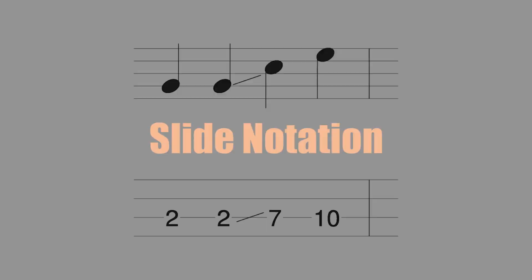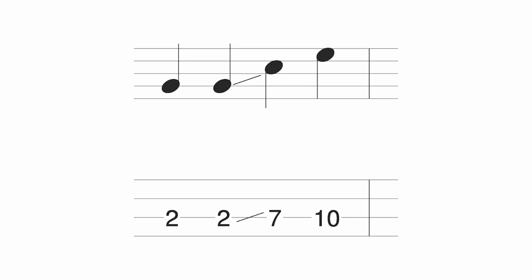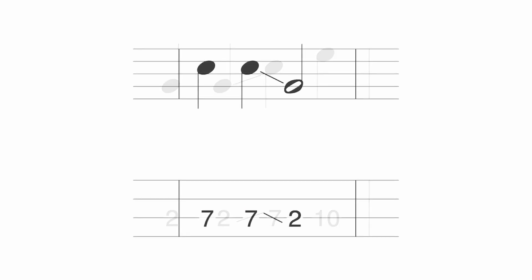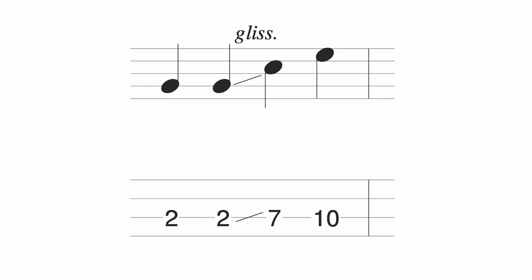Let's talk about slide notation. Slides are most often notated with a straight line connecting the notes of the slide. Similarly, bass tab connects the fret numbers with a straight ascending or descending line. So an ascending line means an ascending slide, and a descending line means a descending slide. Sometimes nothing is written above the slide line, and other times gliss, short for glissando, or SL, short for slide, is written above the slide line.